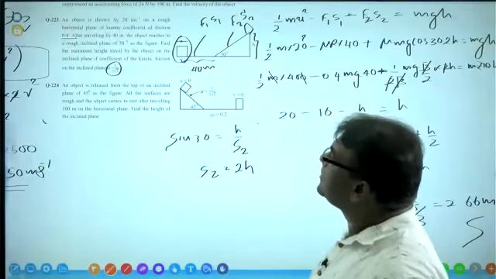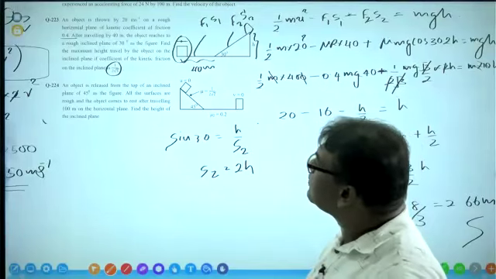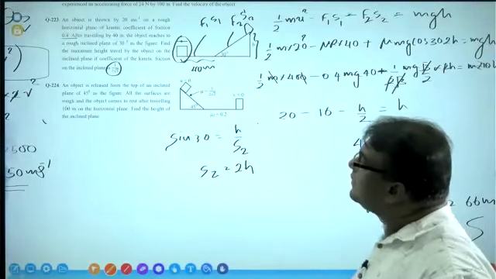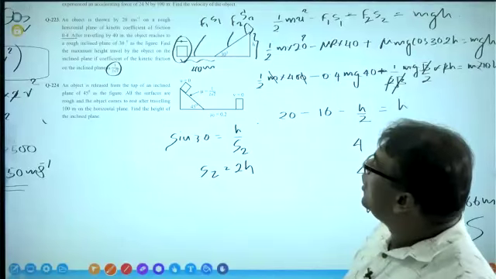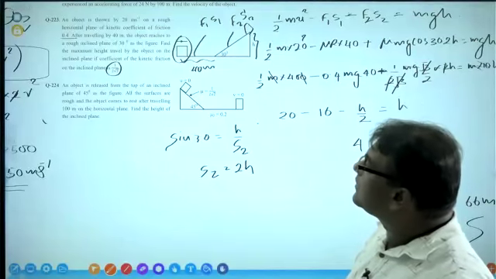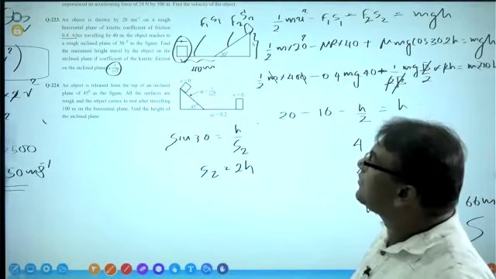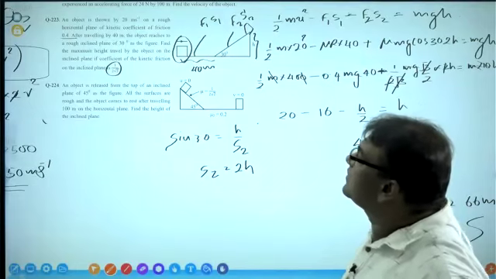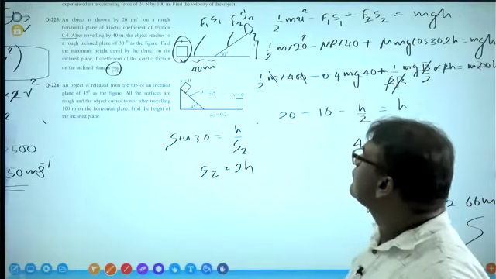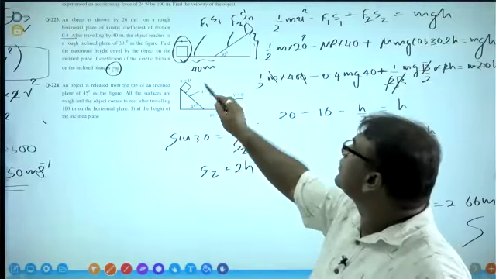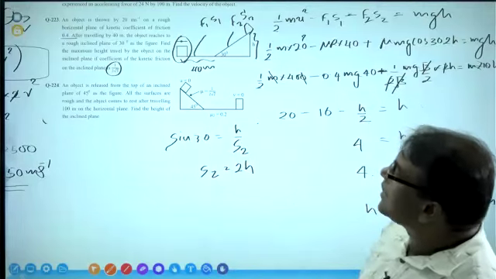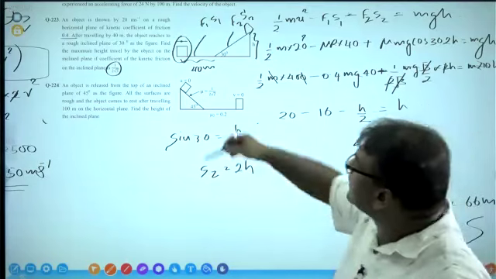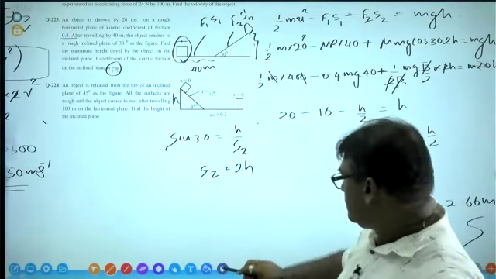Okay. An object is released from the top of an inclined plane of 45 degrees as shown in the figure. All the surfaces are rough and the object comes to rest after traveling 100 meters. Mu values are mentioned in the diagram, right? Find the height of the inclined plane. They need this height, no? Okay.